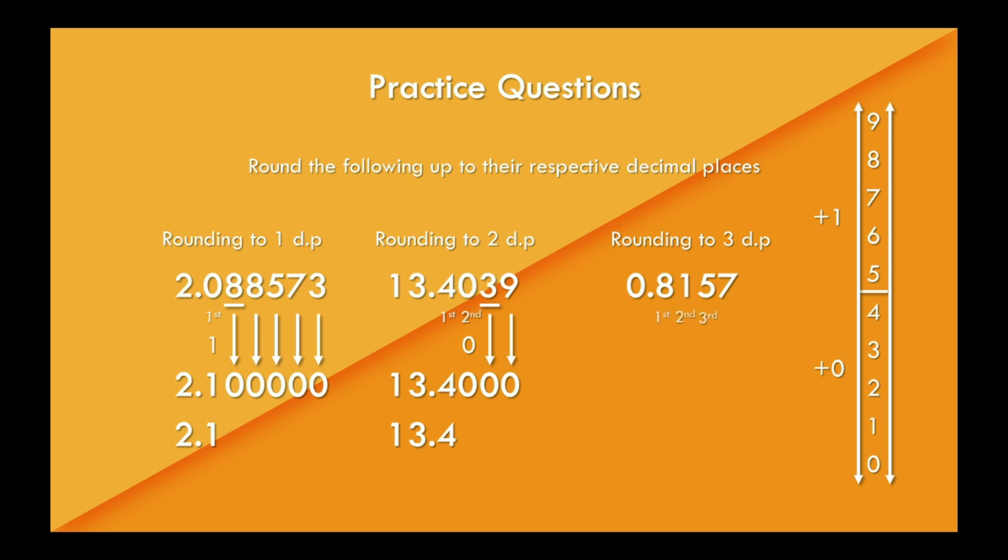Now finally, we're going for 3 decimal places. We see that our first 3 decimal places are 8, 1, and 5. So immediately to the right of that, we have 7. We know that 7 rounds up, so 7 becomes 0, and 5 gets a plus 1, making it 6, giving us a final answer of 0.816.